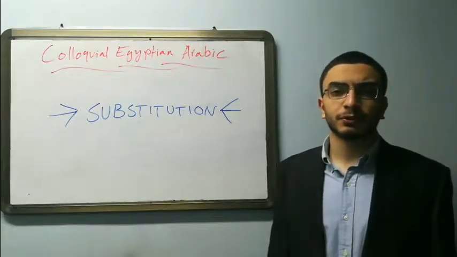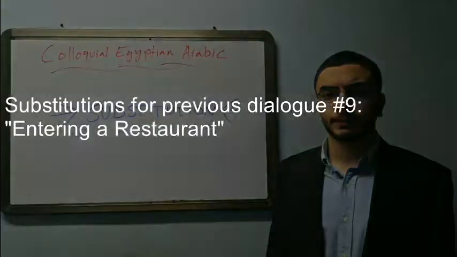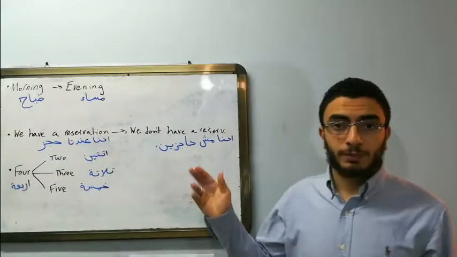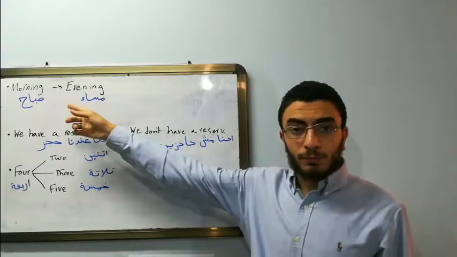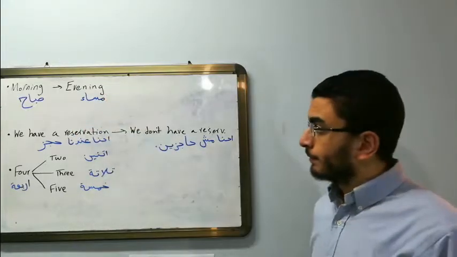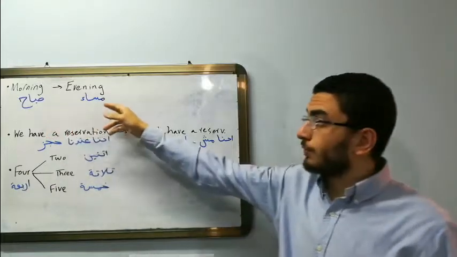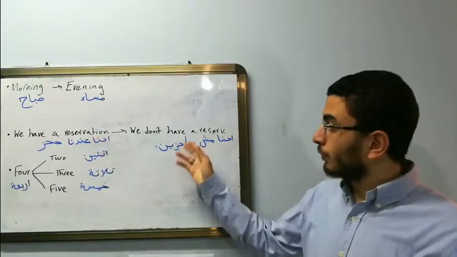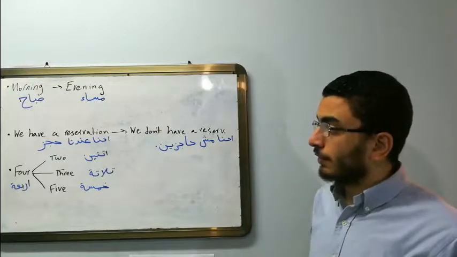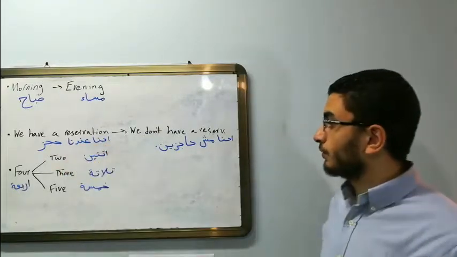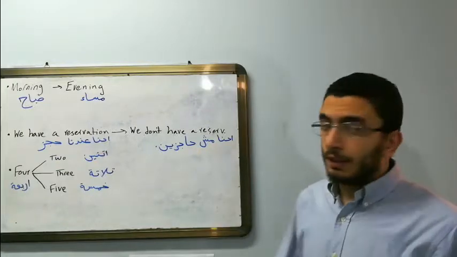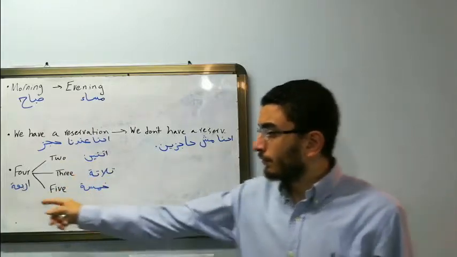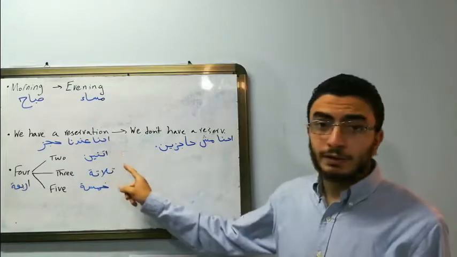In this video, I'm going to show you different versions of our dialogue from last video. In this video, we're going to use these substitute words. Instead of morning, you can use evening. Instead of sabah, you can use masa. Instead of we have a reservation, you can use we don't have a reservation. Instead of احنا عندنا حجز, you can use احنا مش حاجزين. And instead of 4, you can use 2, 3, 5.